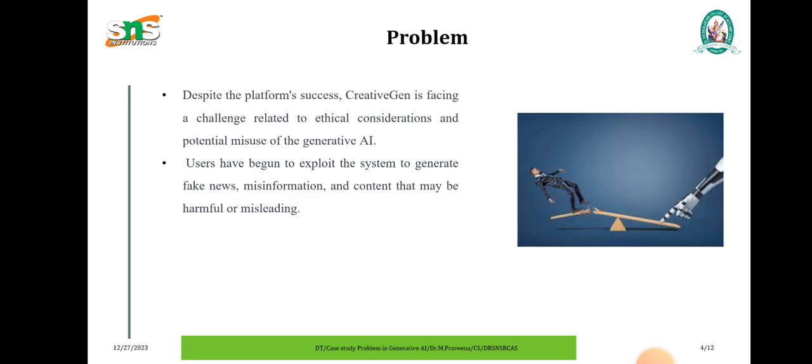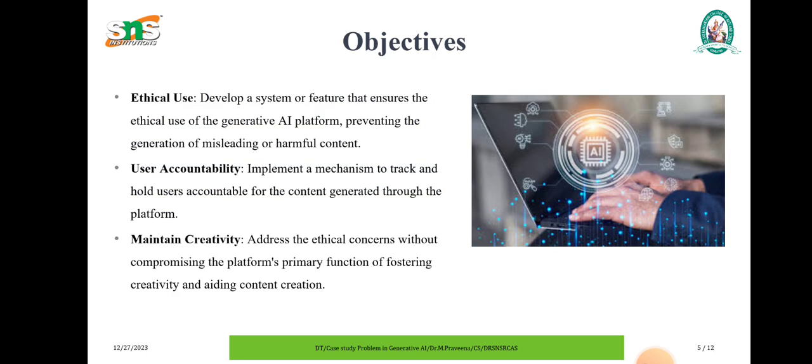Problem: even though it is very useful, there are many problems against this. What does it mean? Despite the platform's success, Creative Gen is facing a challenge related to ethical consideration and potential misuse of generative AI. There are many copyright issues that arise in this AI. Next, users have begun to exploit the system to generate fake news, misinformation, and content that may be harmful or misleading. These are the problems in content creation with generative AI.